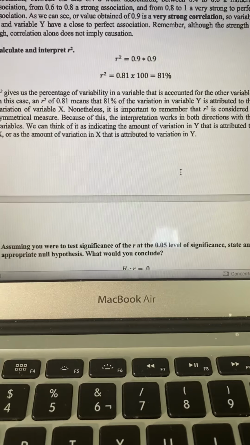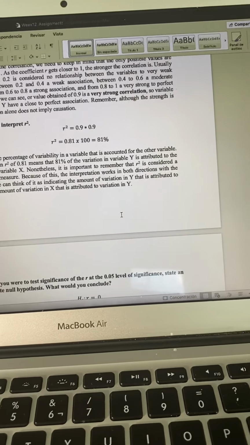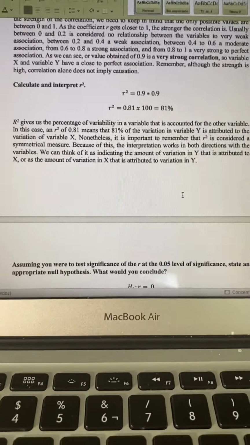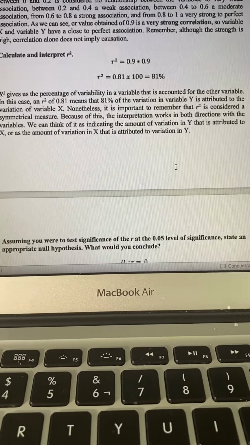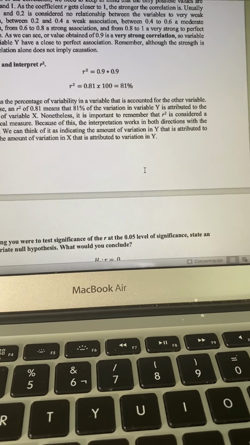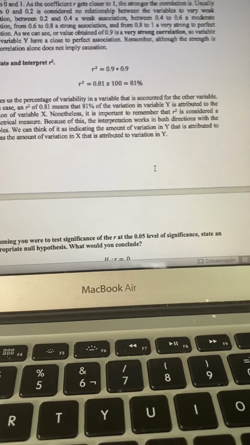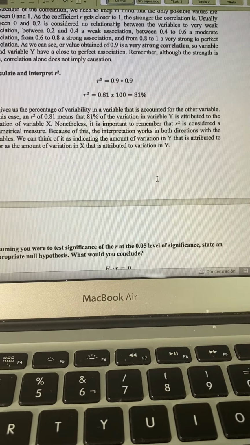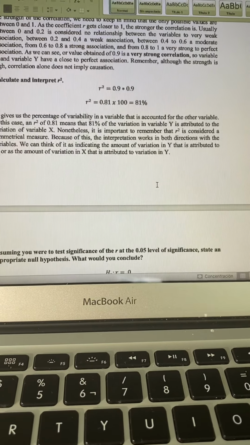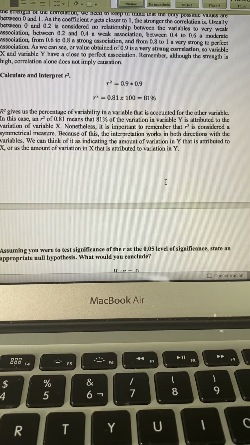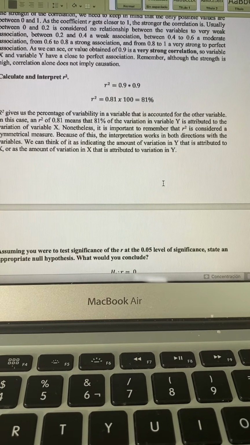Now we need to interpret and calculate R2. So R2 was 81%, which means that 81% of the variability in y is attributed to the variability in x. Nonetheless, here there are a few things that we need to keep in mind. First of all, that it works both directions, so we can also say that 81% of variability in x is due to variability in y.